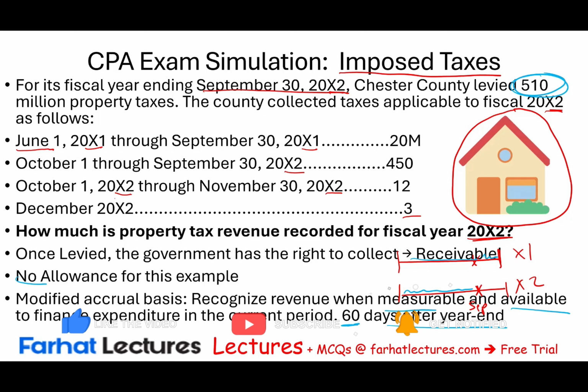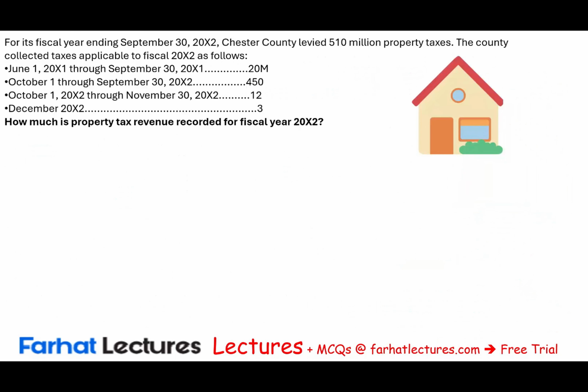Now, having given all the background information, let's take a look at the journal entries to figure out the amount of revenue we should recognize. I believe the journal entries would help you as well. Once the taxes are levied, we are going to debit property taxes receivable and credit deferred inflow of resources. Why? Because we are entitled to this money, but we cannot record it as revenue as of yet when we levied it. Therefore, we have a receivable of 510.